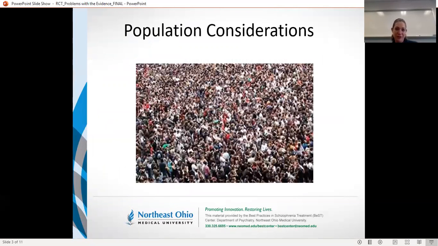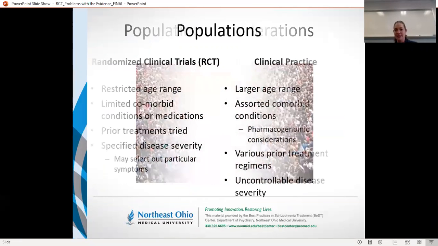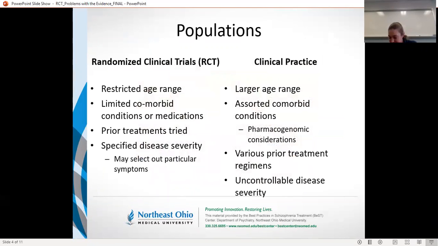So first of all, looking at some of the population considerations. Excuse me. Apparently the allergens here are very different than back in Ohio.